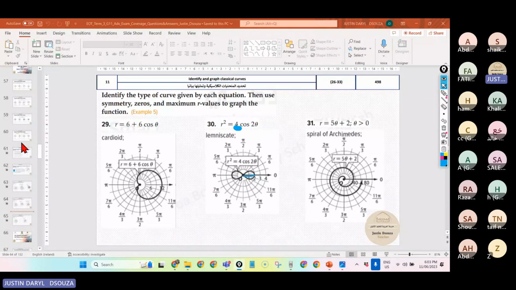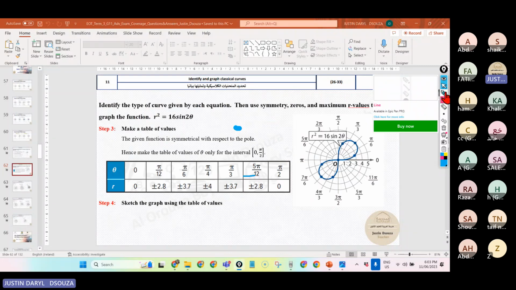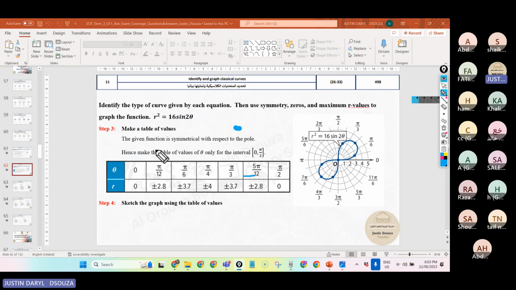Now let's see another lemniscate. Here it is 16, that means it is, sorry, 4 squared. Sorry, the previous one was 2 squared, so the radius was 2. Here it is 4 squared because the standard form is r squared equals a squared. So the radius would be 4 over here: 1, 2, 3, 4. Since it's sine, it's along the 45-degree line.